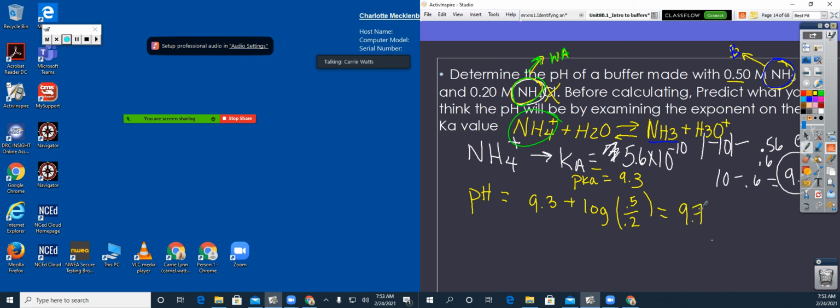Okay, I ended up using 2 sig figs just because most of the given values had 2 sig figs. So you should have got 9.7. Okay? Any questions about that?